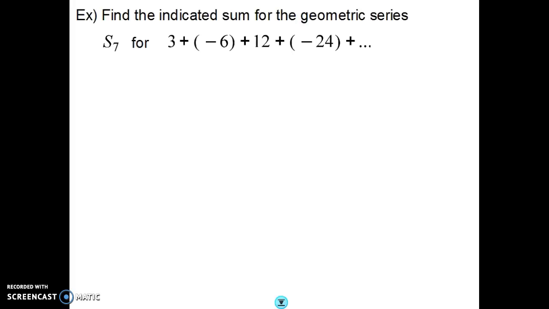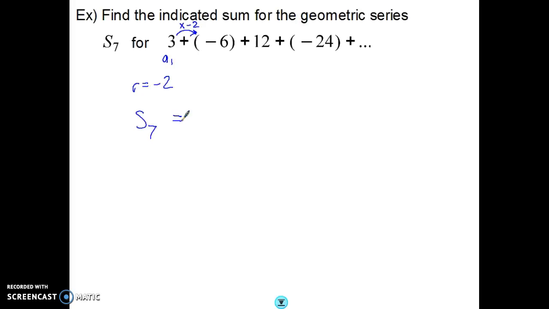We want to find, in this case, the sum of the first 7 terms of the sequence that goes 3 plus -6 plus 12 plus -24 and so on. So let's start trying to fill in the blanks here. We know that a sub 1 is 3, and you can probably tell just by looking at this one that to get from here to here, I have to do times -2. So we know that r is -2, which should be enough information for us to fill in our summation formula for s sub 7.